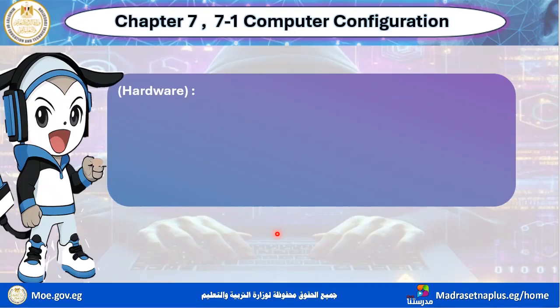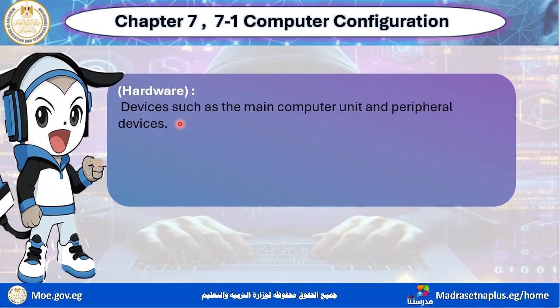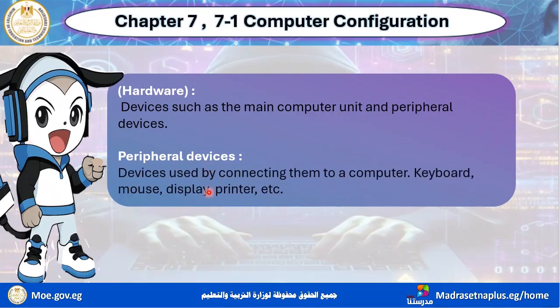Now we will speak about the hardware. Well, devices such as the main computer unit and peripheral devices, these are the hardware. Well, what about the peripheral devices? What are they? Well, peripheral devices are devices used by connecting them to a computer. So you have to connect them to the computer, like a keyboard, which we connect by a wire. Mouse, a display, a printer, a camera, and so on.